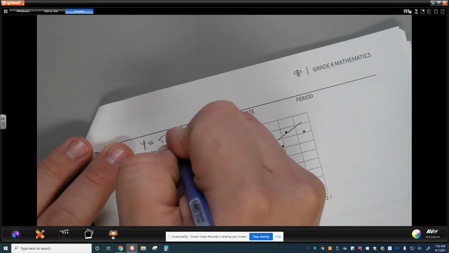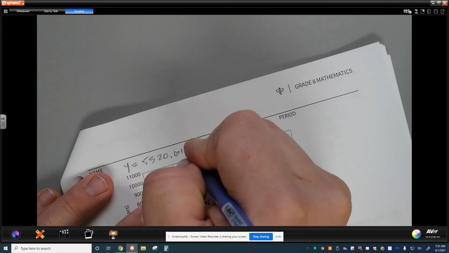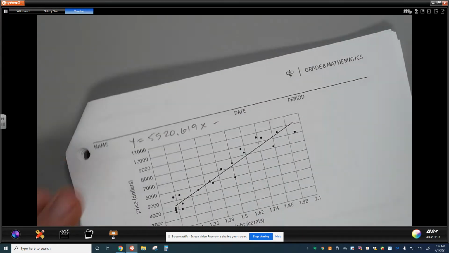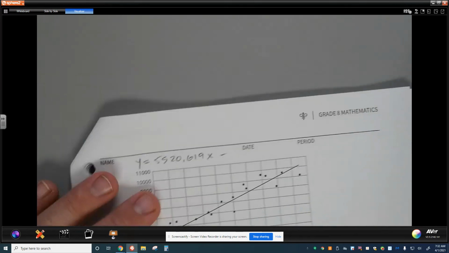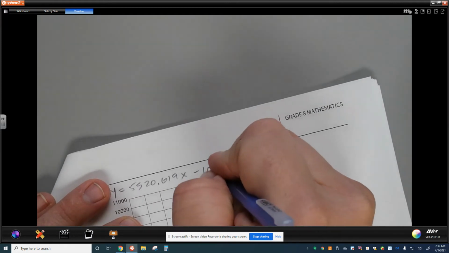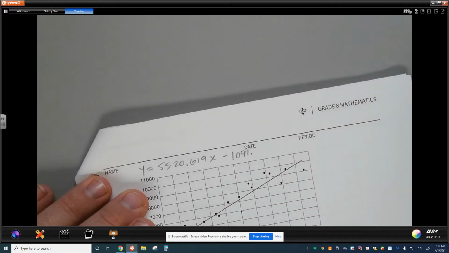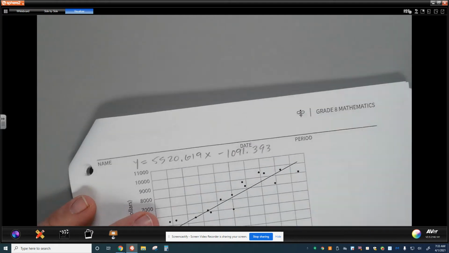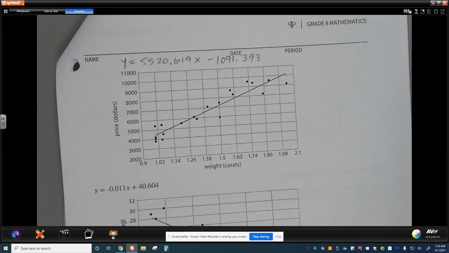Y equals 520.619 minus, and I think I just told you a little bit ago that this was the vehicle and this one is not the vehicle. This one is clearly the diamonds, because the vehicle price is one that's going to drop. Sorry, I'm not prepared on this one as well. I didn't realize this before I started.